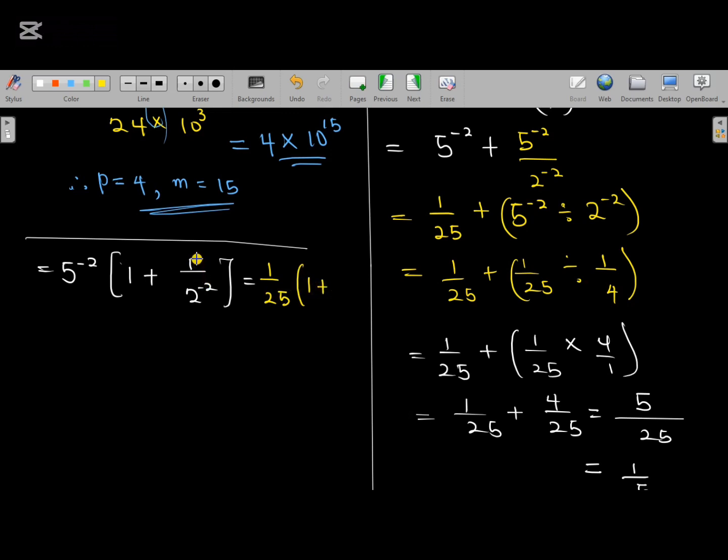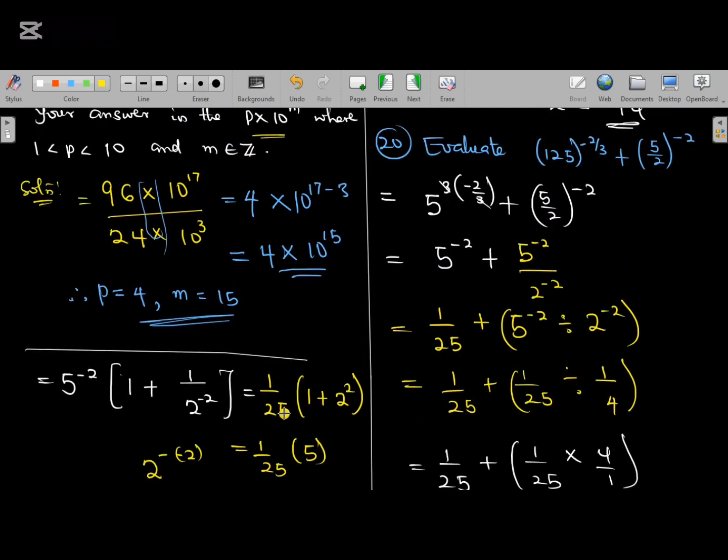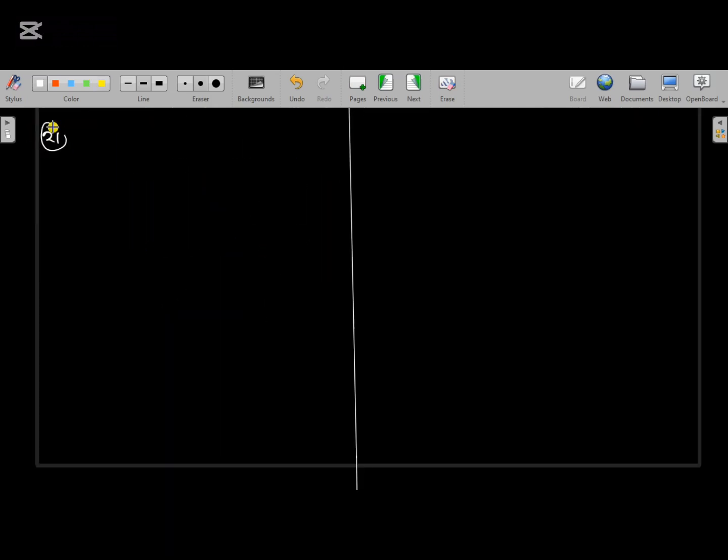Remember we said that whenever you have 1 over a negative index, you can actually write it as, you change this to negative. So this is going to be 2 raised to the power of minus minus 2, which will now turn to plus. Okay, so which is going to be 1 over 25 into the bracket of 1 plus 4, which is 5. So this will now cancel out to give us 1 over 5. So I think that factorizing out will be a little bit faster for us, but either way, anyone you choose is also okay. So we move over to 21.